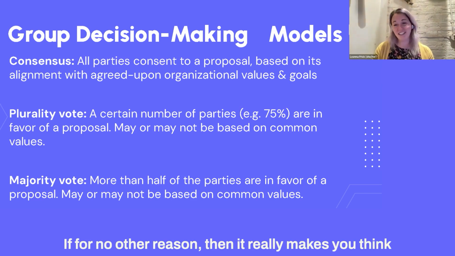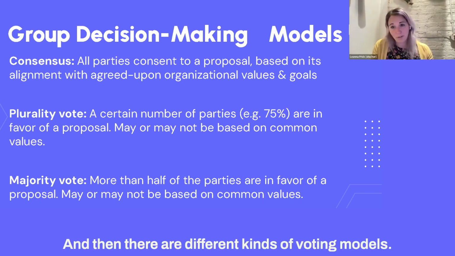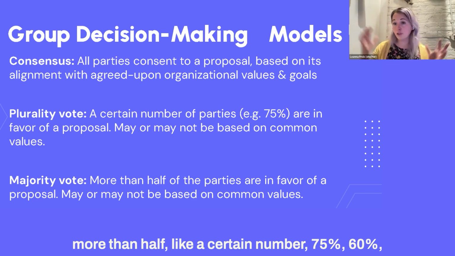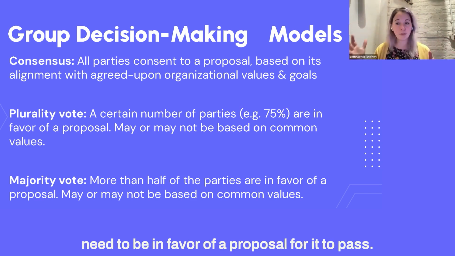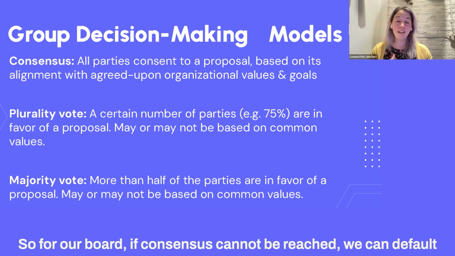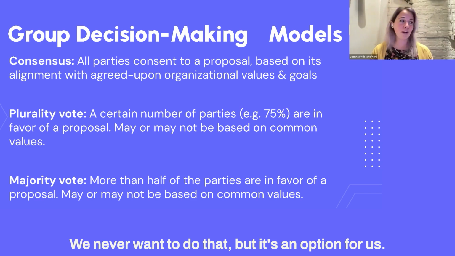If for no other reason than it really makes you think about what your values are and what they mean to you. And then there are different kinds of voting models. So you can have a plurality vote, which means that more than half, like a certain number, 75%, 60%, need to be in favor of a proposal for it to pass. This is our backup. So for our board, if consensus cannot be reached, we can default to a plurality vote, just to make sure that something moves forward. We never want to do that, but it's an option for us.